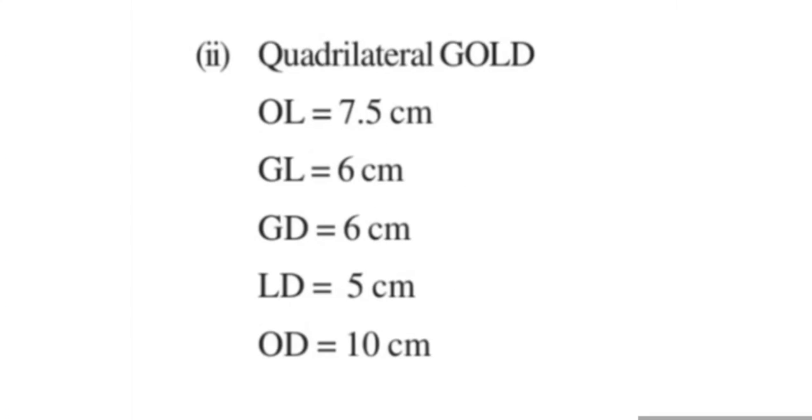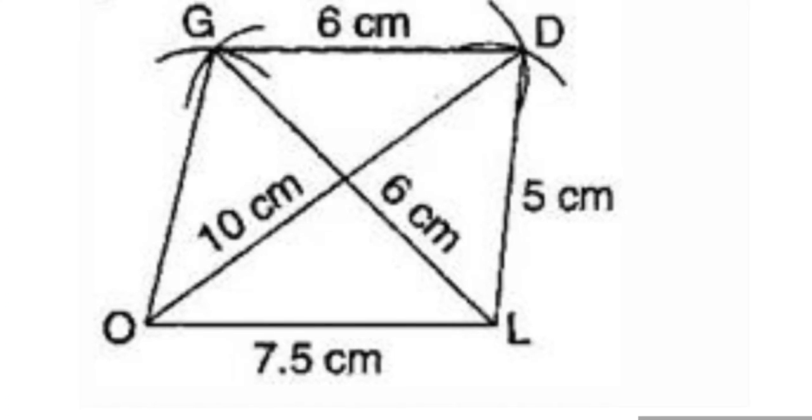LIFT. Now see the second one, quadrilateral GOLD. OL is given 7.5 centimeter, GL is given 6 centimeter, GD is given 6.6 centimeter, LD is equal to 5 centimeter and OD is equal to 10 centimeter. Now let's see the steps.